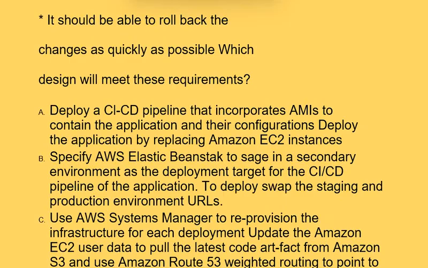Option A. Deploy a CI/CD pipeline that incorporates AMIs to contain the applications and their configurations. Deploy the application by replacing Amazon EC2 instances. Option B. Specify AWS Elastic Beanstalk to stage in a secondary environment as the deployment target for the CI/CD pipeline of the application. To deploy, swap the staging and production environment URLs.